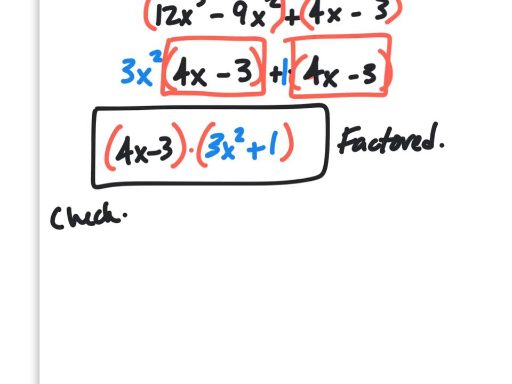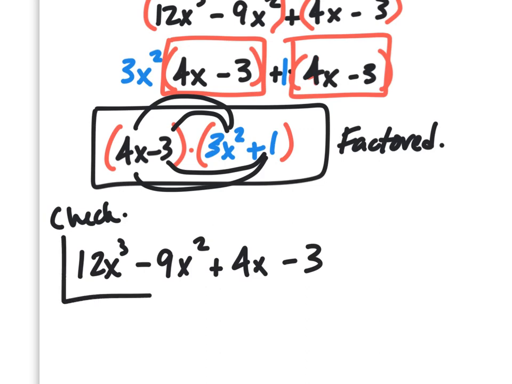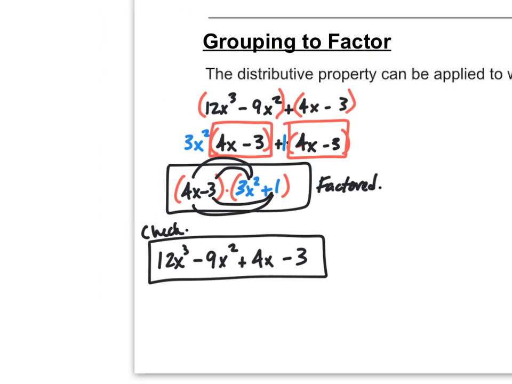Okay, so if I take 3x squared times 4x, that's going to give me 12x cubed. If I take 3x squared times negative 3, that's going to be minus 9x squared. If I take 1 times 4x, that's going to give me positive 4x. And if I take 1 times negative 3, it's going to give me a minus 3. Okay, and this is what we started with, all right? So we got to be able to go from one to the other, okay? But this is kind of tricky, but it just takes time and some practice.